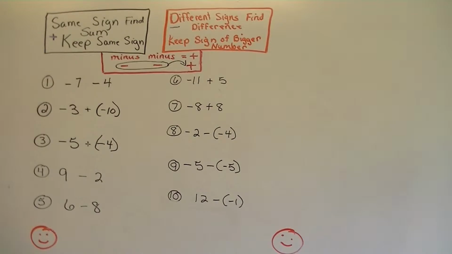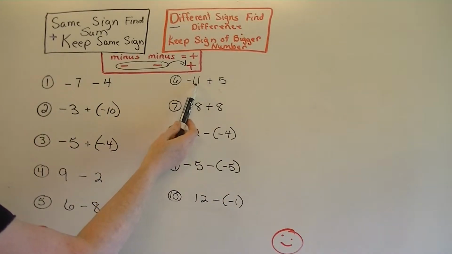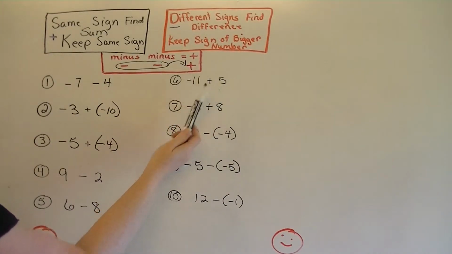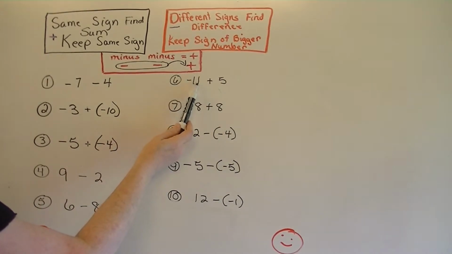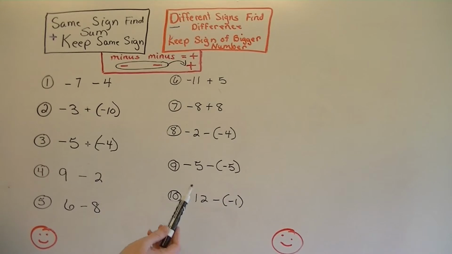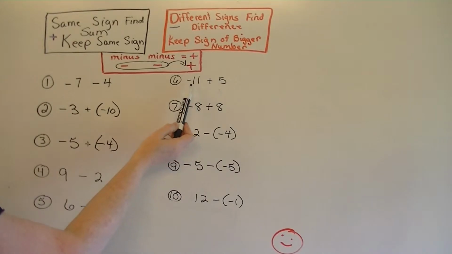Let's take a look at this second rule. Different signs, we're going to find the difference, and there's the subtraction sign. Keep the sign of the bigger number. When I say the bigger number, I mean the number that's further away from 0. So we're going to actually look at the numbers like they're both positive and determine which number is further away from 0. So 11 would be further away from 5. So 11 would be the further number, and if we thought about it as the absolute value, it would be the bigger number. So that's what I mean when I say bigger number. And since 11 is negative, that would be the sign that we would keep.